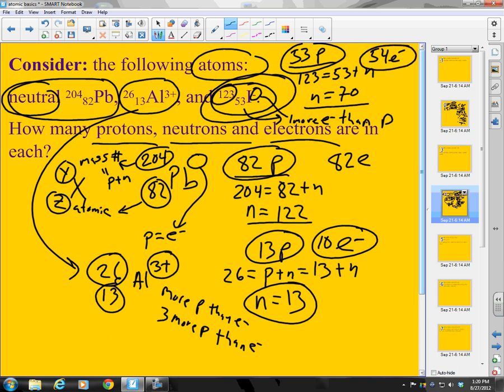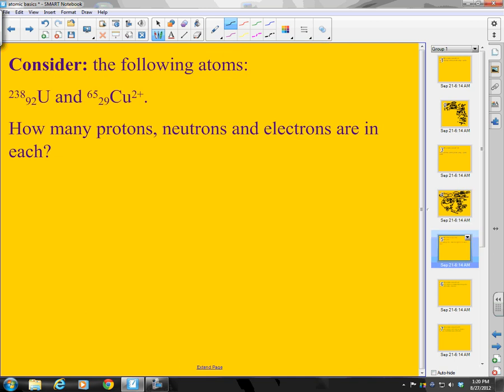Cool. Great. Let's see what you guys can do on your own. Here you go. Consider uranium-238 (238, 92 U) and copper-65 2+ (65, 29 Cu 2+). How many protons, neutrons, and electrons? I'll give you, what do you think? 30 seconds maybe? That would be cool. Okay, go.